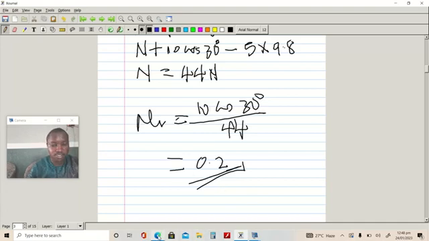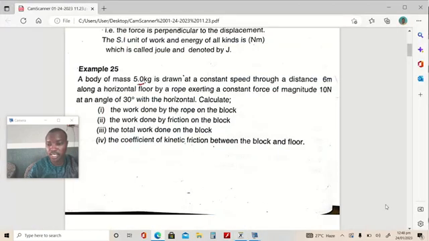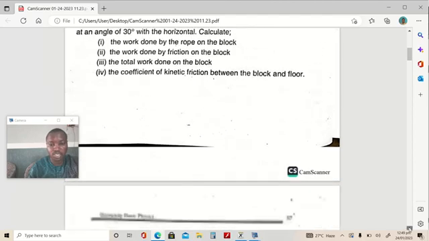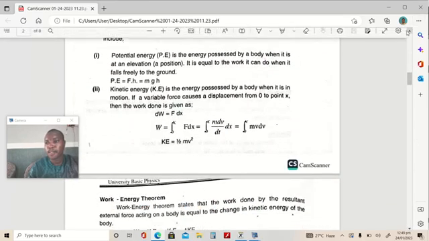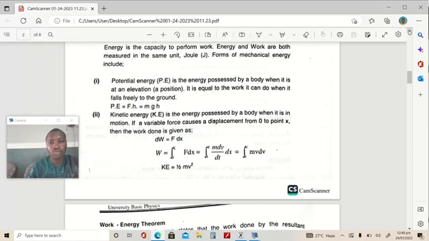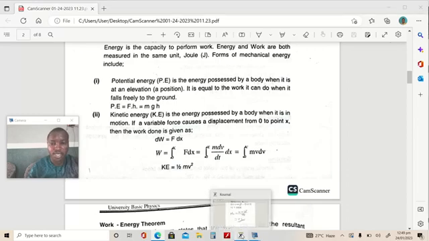Then we look at energy now. What is energy? Energy has two forms when we deal with mechanical energy. Of course, energy is the ability or capacity to perform work.